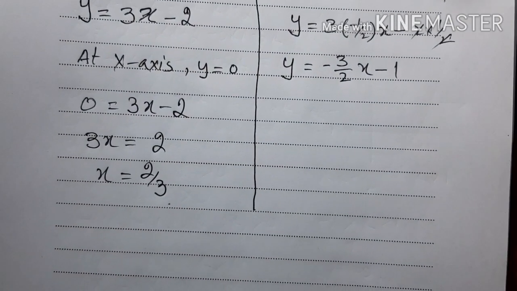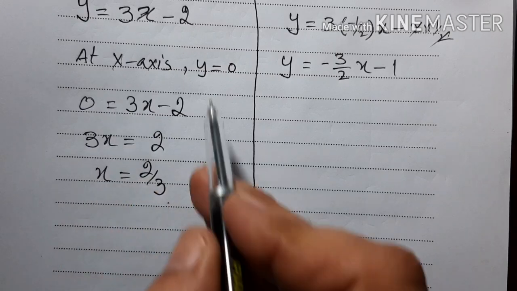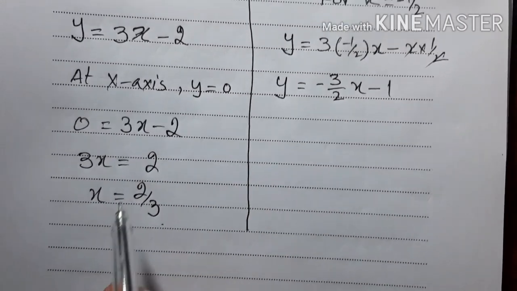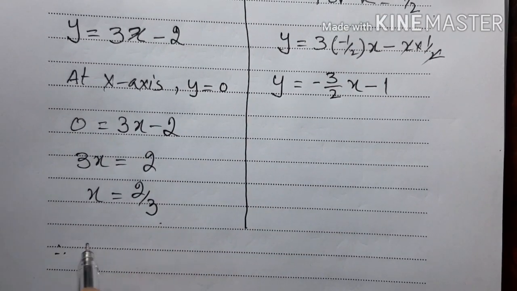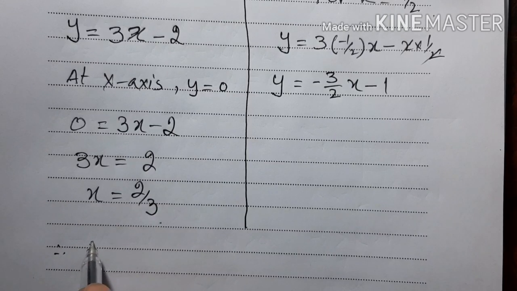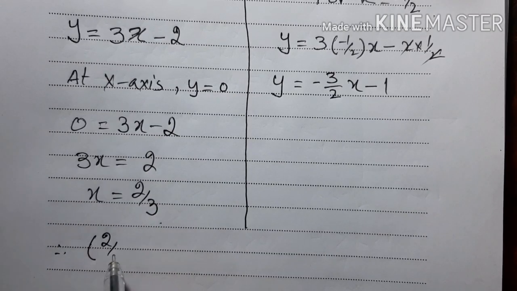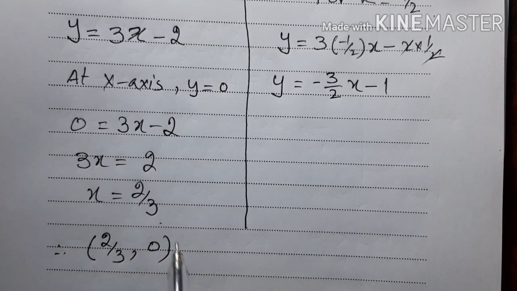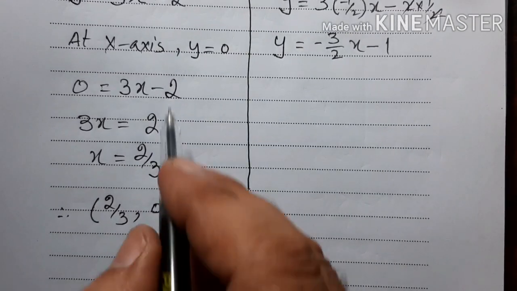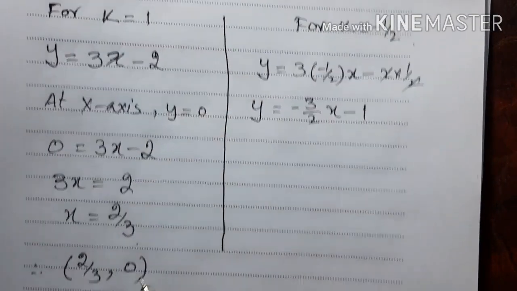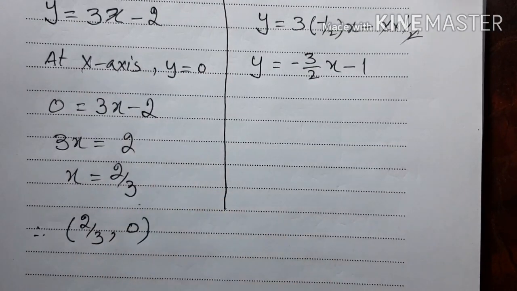So this is the value of x, this is the value of y, therefore the point (2 over 3, 0) satisfies this equation. So this point lies on this equation.